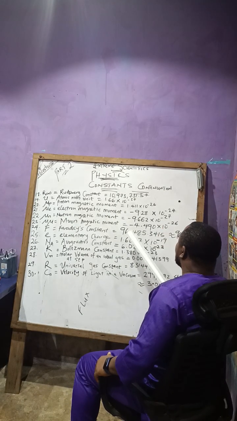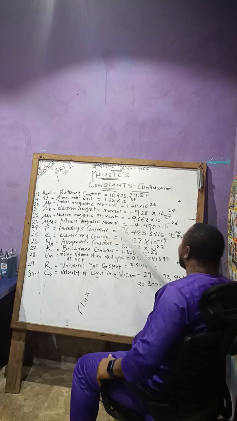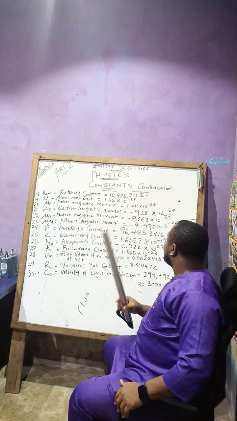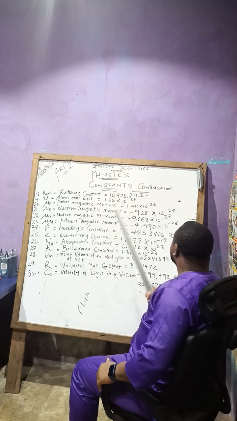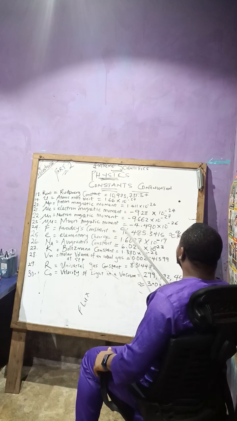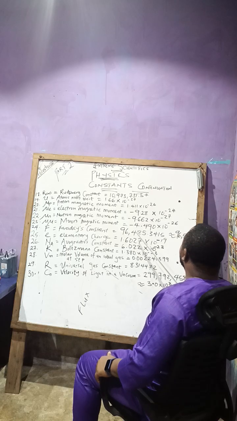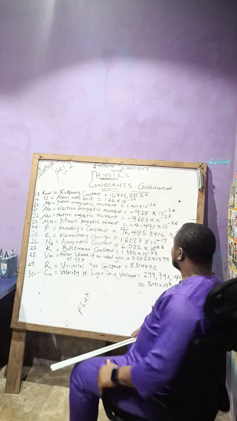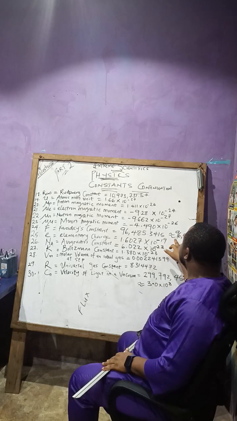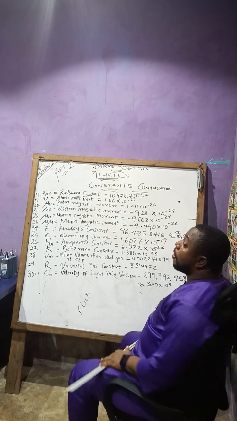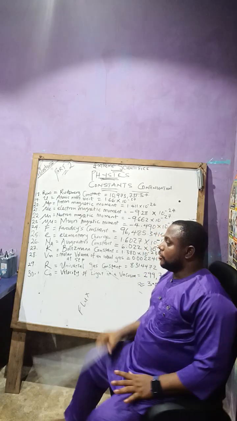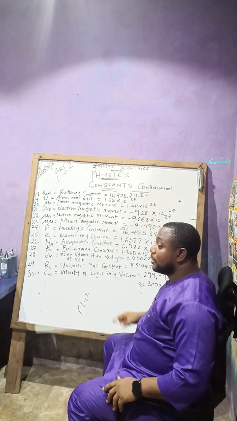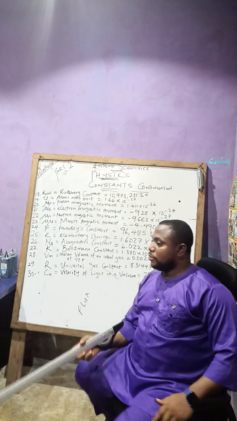Faraday's constant is 96,485.3415, or we approximate it to 96,500. You come across this Faraday constant both in physics and in what? In chemistry. Don't forget it.